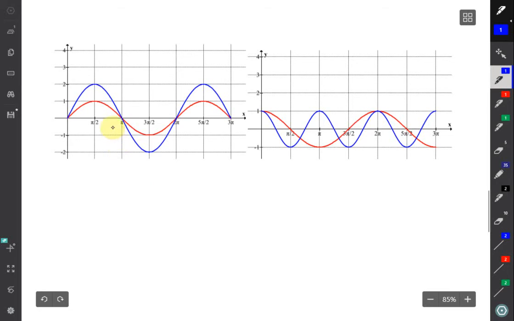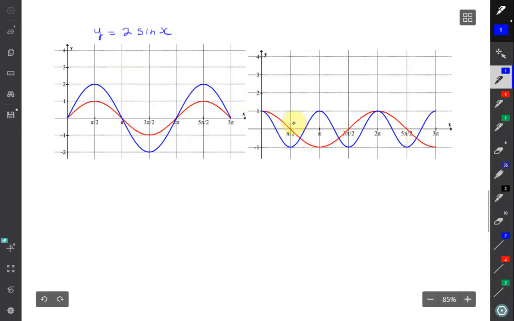Looking at this function here, once again, the period is still 2 pi. In this case now we see that the amplitude has changed. They both start at the same place on the axis, so there's no phase shift. So all there is, is a vertical stretch, or an amplitude of 2. y equals, and we're starting now with a sine curve, so 2 sine of x.